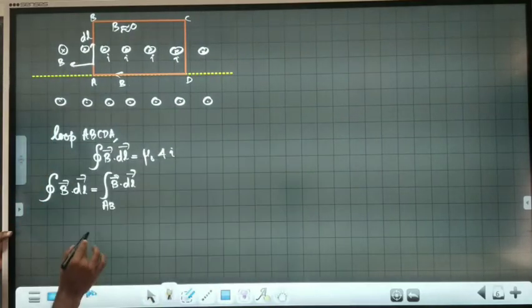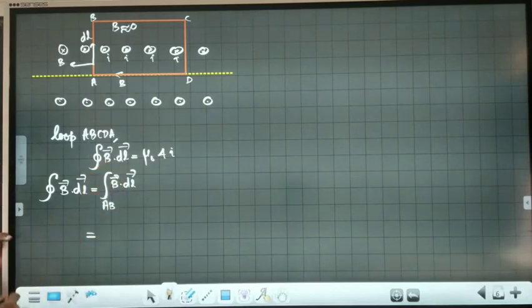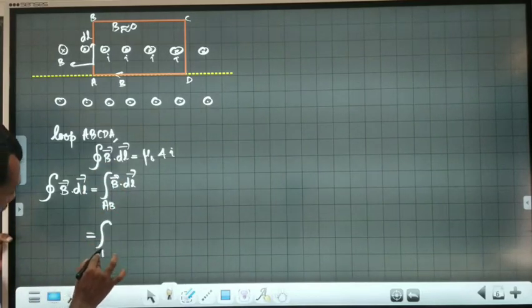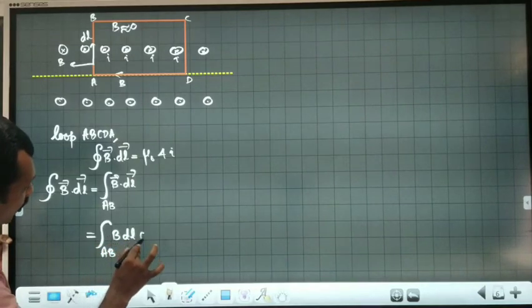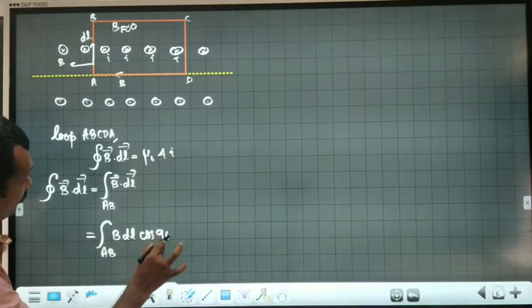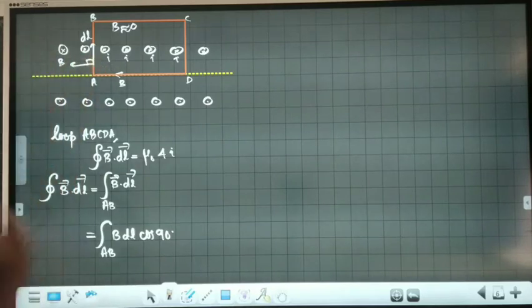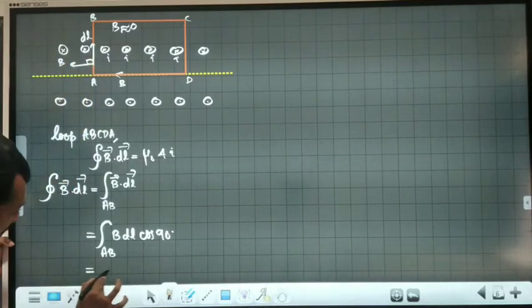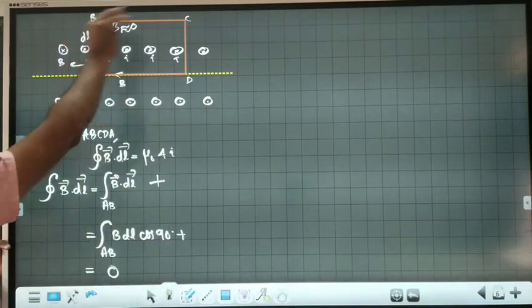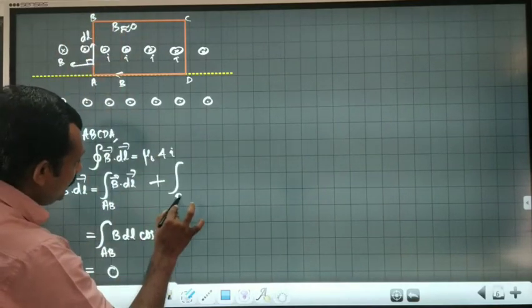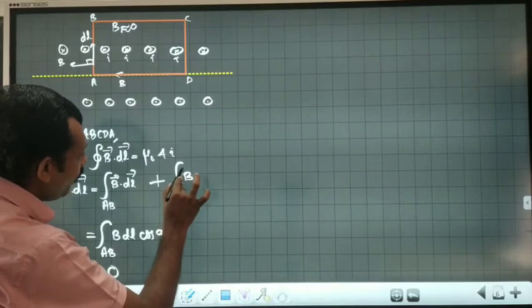Let us write equal to, also along with it, underline this. So this is AB, integral B dl cos 90, right? The angle between B and dl is 90 degrees, which is equal to 0, plus. Now we will take the next part, that is integral BC, B dot dl.